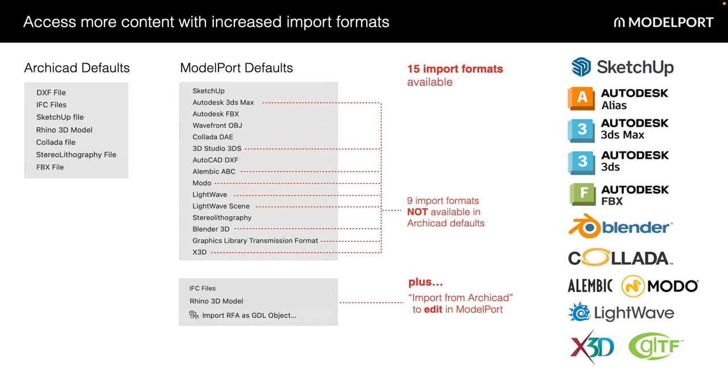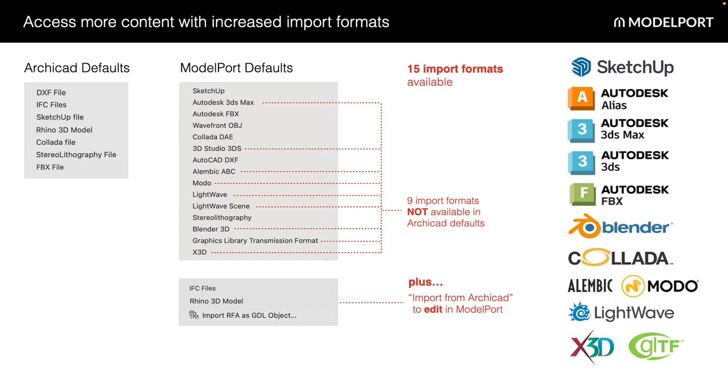And so if you don't have SKP or OBJ or FBX available, ModelPort can also bring in these GLTF formats as well. And there are other formats too that are available in case you're working with 3ds Max or 3ds Studio or ABC or Modo or Lightwave. All these formats are available within ModelPort.